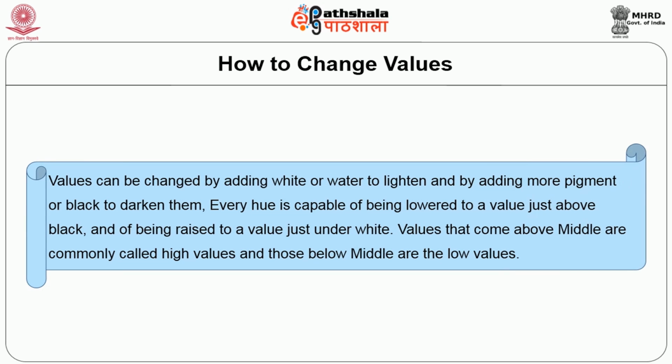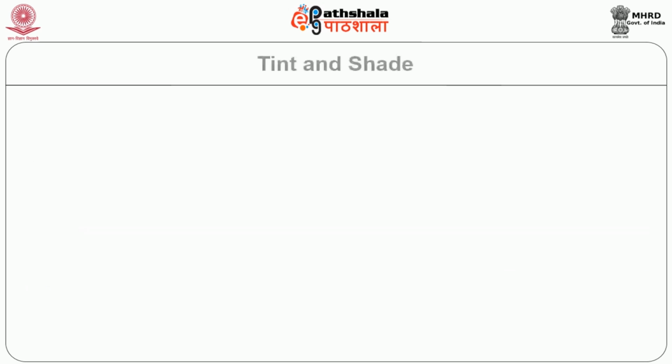Next we'll see how to change values. Values can be changed by adding white or water to lighten and by adding more pigment or black to darken them. Every hue is capable of being lowered to a value just above black and of being raised to a value just under white. Values that come above middle are commonly called higher values and those below middle are the low values.